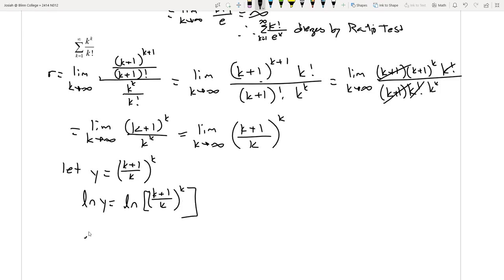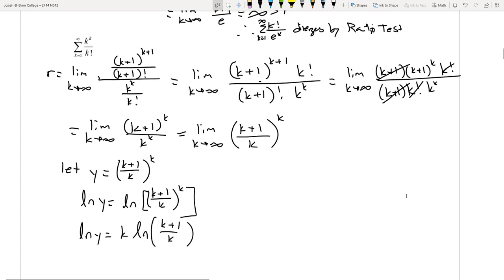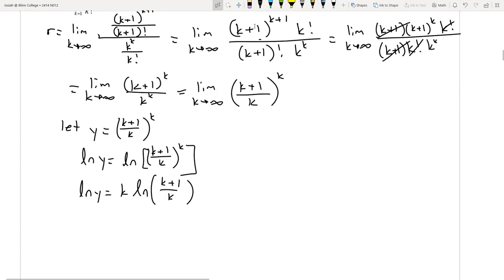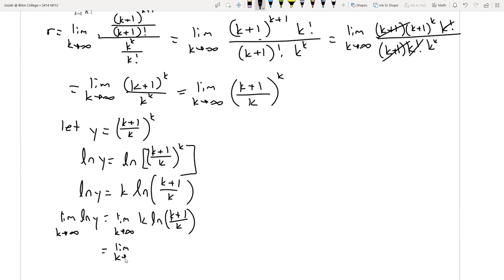And so using our logarithm laws, we've got k natural log of k plus 1 over k. So we pull that exponent out. After we pull that exponent out, we're going to go ahead and set this up with a limit. We'll take the limit as k tends to infinity of our natural log of y, and that sets up the limit on the other side as well. And looking at this, we have an indeterminate form. If we have k go to infinity on the inside here, we get 1. Natural log of 1 is 0 times infinity. So that is the indeterminate form, 0 times infinity.